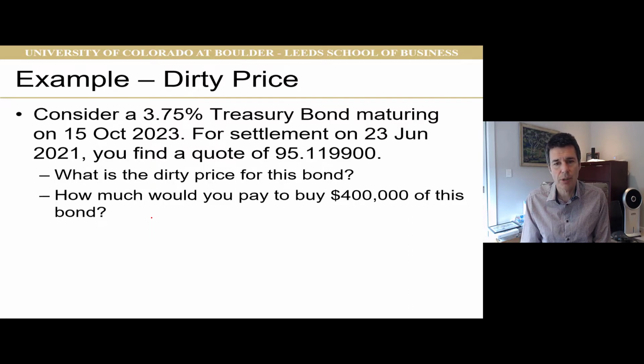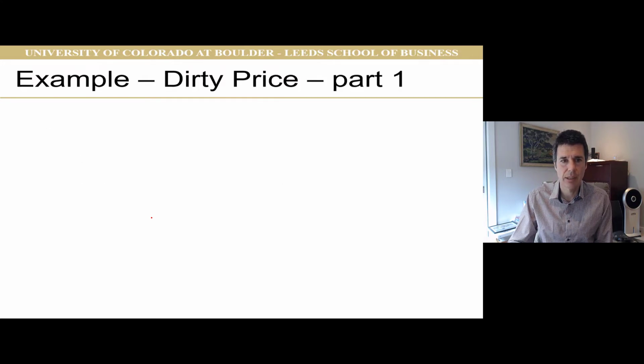We see a quote in the market for settlement on the 23rd of June 2021 of 95.1199. Okay, so that's a quote in the market. That's a clean price. To find the dirty price, we take the clean price and add the accrued interest.